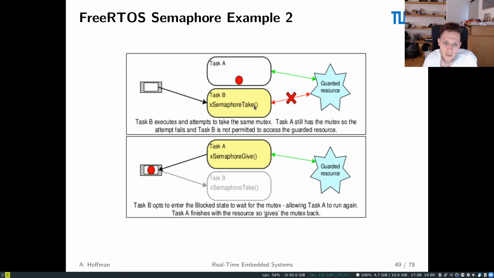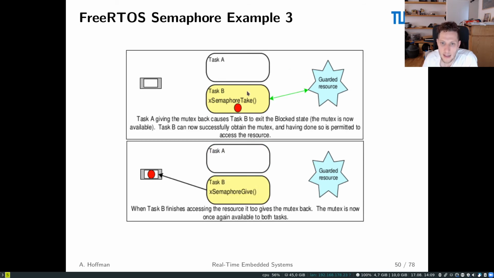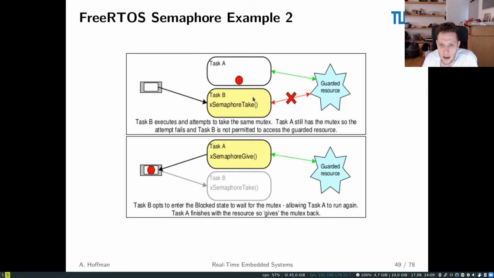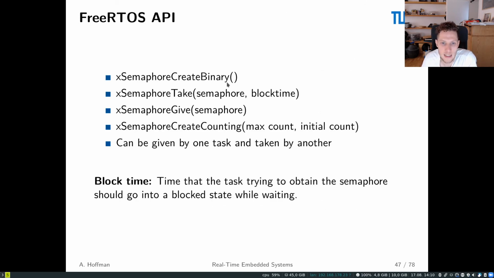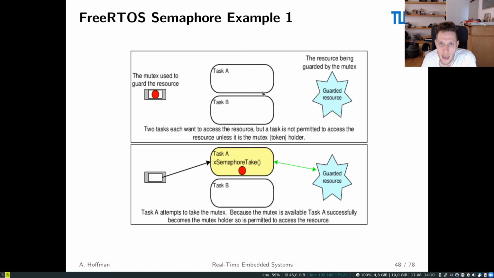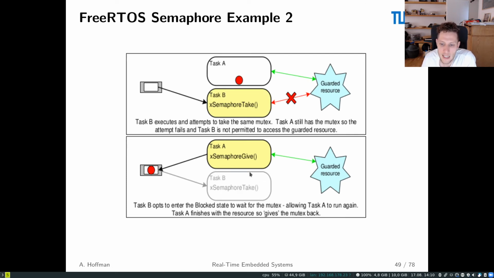And so what's going to happen is that if task B tries to then take the resource, it's going to fail because task A has it, and so it's not going to be allowed to access the guarded resource. And not until task A has given back the semaphore will it be allowed to then take it and get access, right? And so task B here, when it tries to take it, it's going to enter a block state. And this is what it's saying, if task B opts to enter a block state, meaning that in its semaphore take it put in a block time, so it said, hey, okay, if I don't get it, I want to block, it's going to enter a block state until the resource is available.